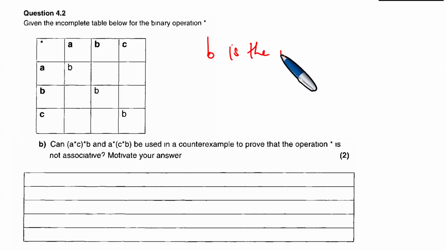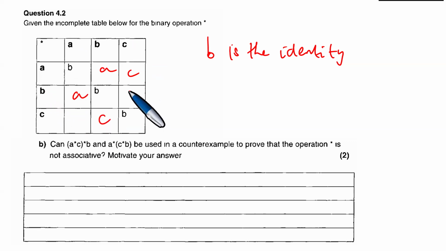Right, so if B is the identity, there are a couple of things that remain very important. So A star B will be A, and that became C, because B is the identity, B star B becomes exactly that. Also we're told that C star C is actually B. And C star B, B being the identity, gives us C there. Also B star A would be A, and B star C would be C.